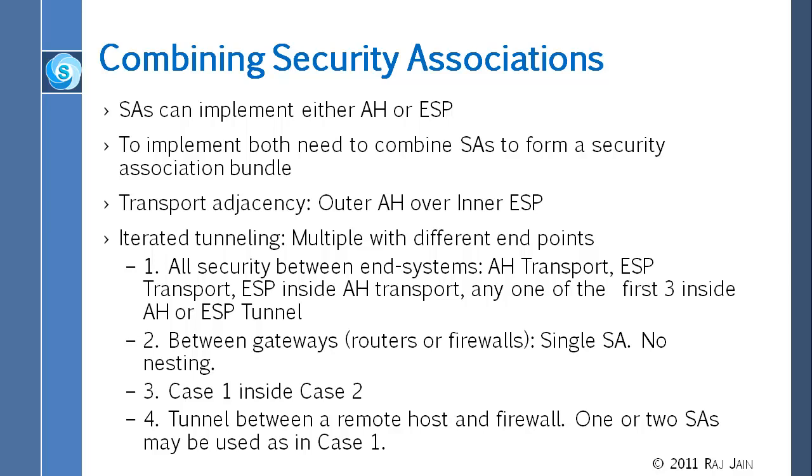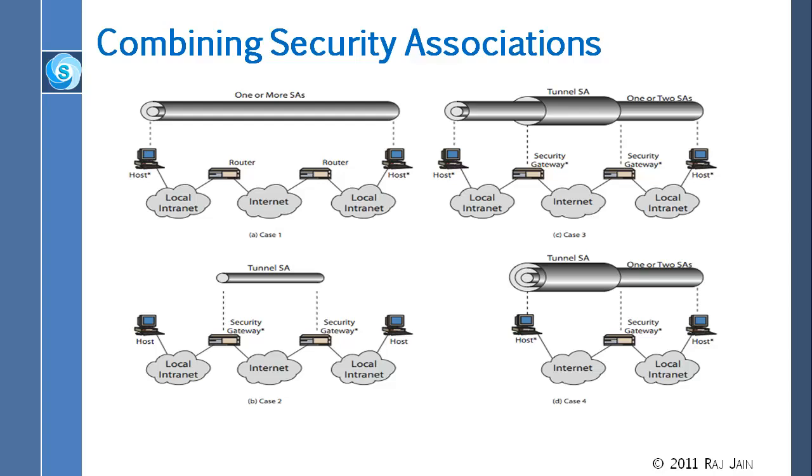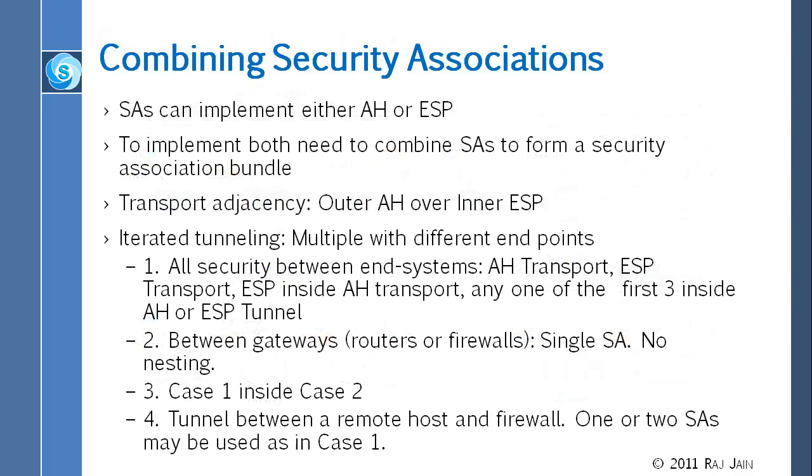So basically, all security is within the end systems, all security is between the gateways, and then case 1 is inside case 2, and then the tunnels between the remote host and firewall, and 1 or 2 SAs may be in case 1. So there are 4 cases which are shown here. So first case is this one, case 1. You have a host, and this is end to end, and you could have many SAs which go through this tunnel or this bundle, and so that is called case 1. In case 1, you have end to end security.